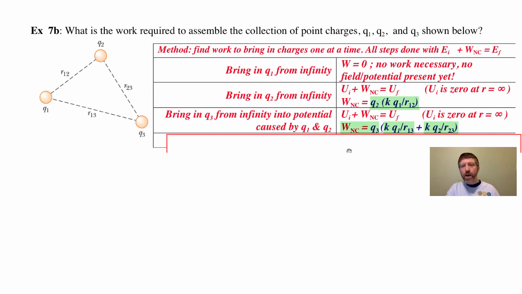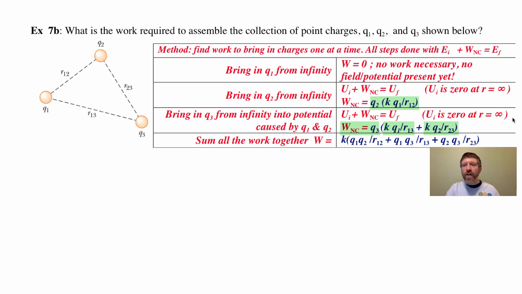So what's the total amount of work to assemble those charges? We just add all that up together. All that work is Q1Q2 over r12 plus Q1Q3 over r13 plus Q2Q3 over r23, all times k. That is the total amount of work to assemble these three charges if they started at infinity.